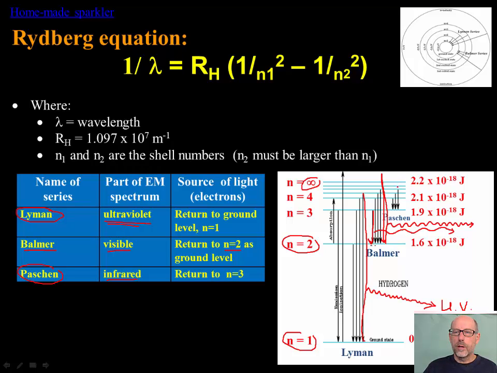Paschen's work was with electrons that drop back down to the third shell, and those electrons falling down to the third shell gave off rather long, low energy waves, which are called infrared light.